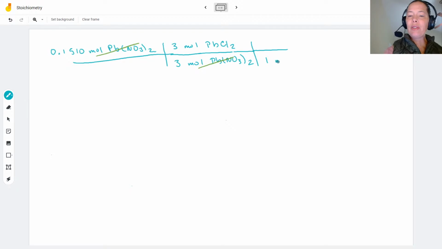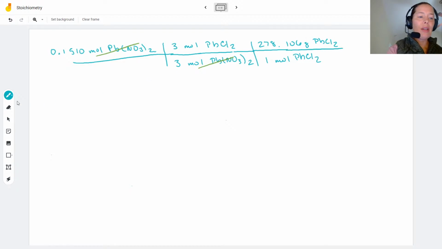Okay, so for every 1 mole of lead chloride, there are 278.106 grams of lead chloride. Let me show how my units cancel. Moles of lead chloride cancel. Now I have grams of lead chloride. So now I'm ready to put it in my calculator, and I get 42.0 grams of lead chloride.